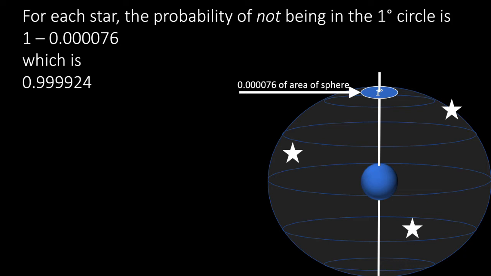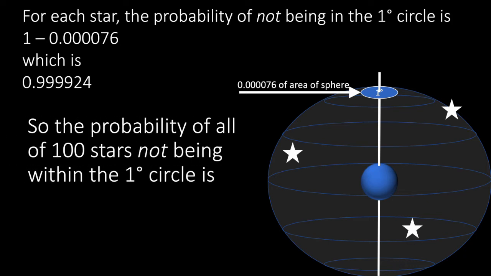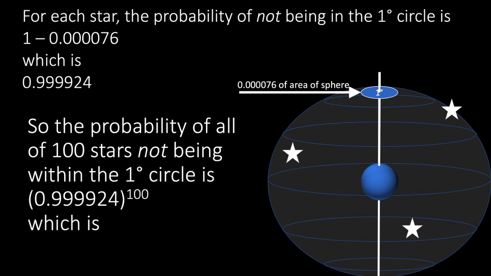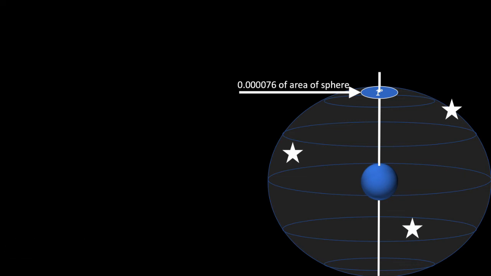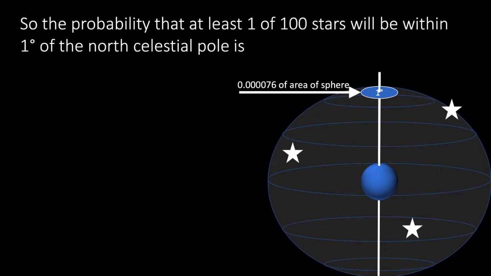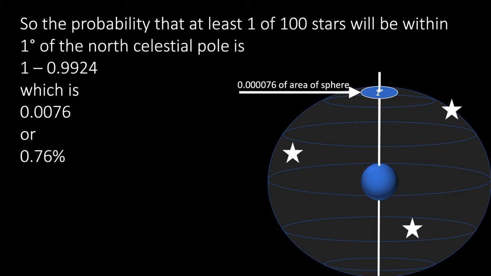0.999924. So the probability of all of 100 stars not being within the 1 degree circle is 0.999924 to the power of 100, which is 0.9924. So the probability that at least one of 100 stars will be within 1 degree of the north celestial pole is 1 minus 0.9924, which is 0.0076, or 0.76%.